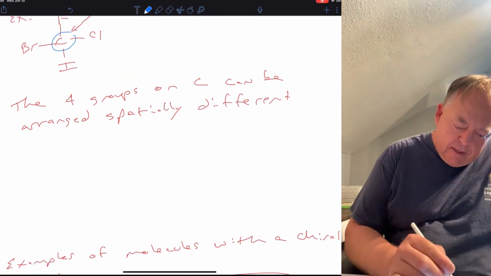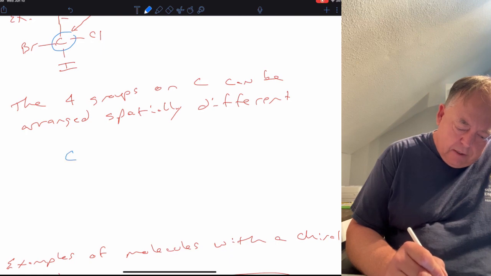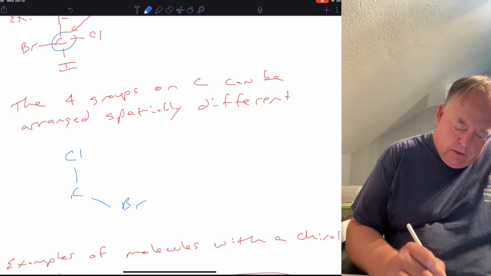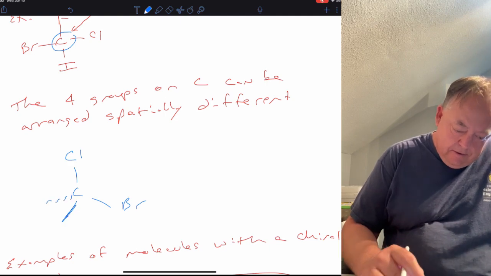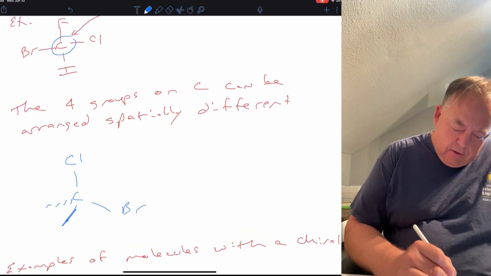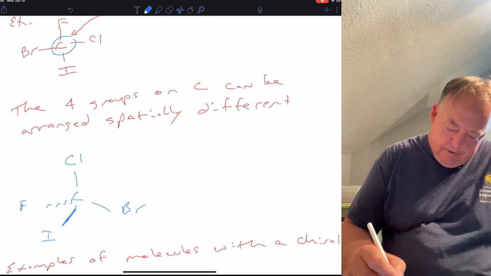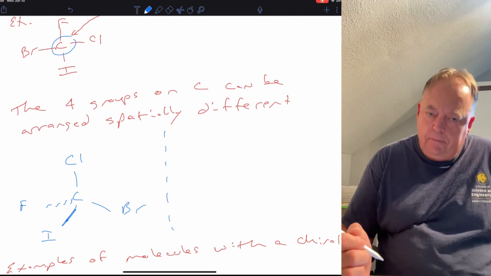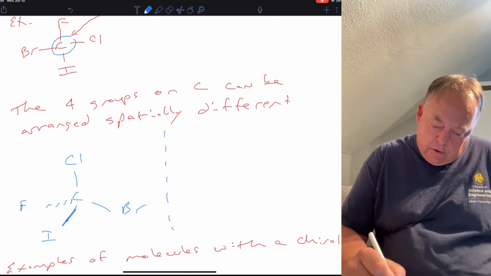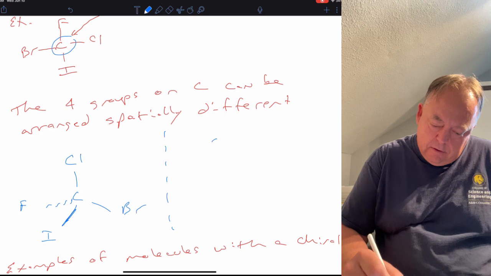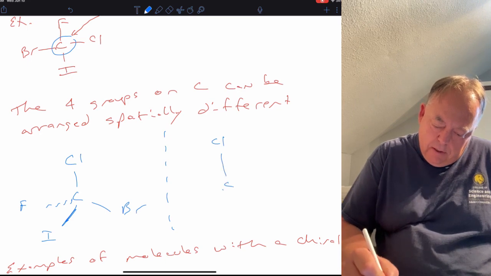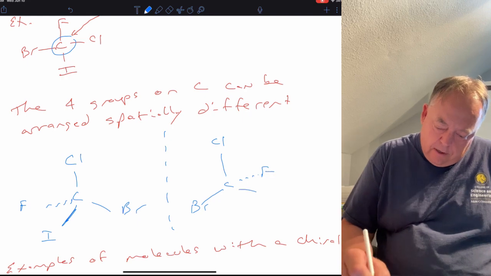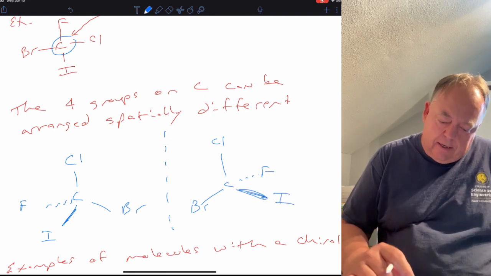So we could depict that like this, for example. We have a chlorine attached to a carbon, which is attached to a bromine. And then what else we got? A fluorine and an iodine. And so if I wanted to draw the other molecule, then I can simply draw a mirror image of it. So if we let this reflect across the mirror, then a chlorine here down to a carbon, and then the bromine this way, and fluorine there, and iodine there.